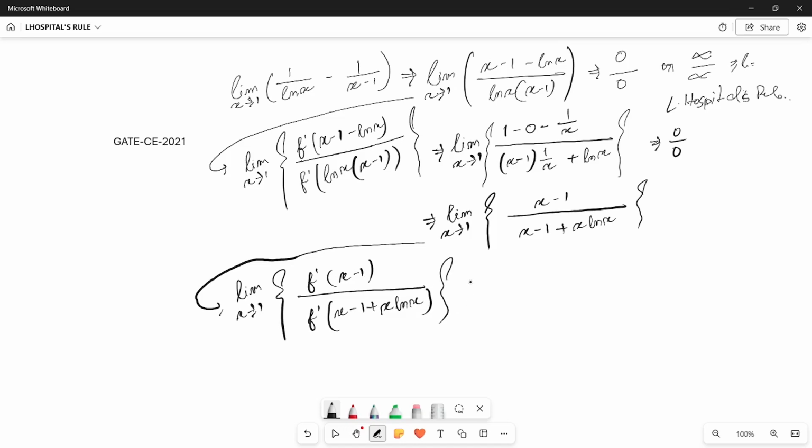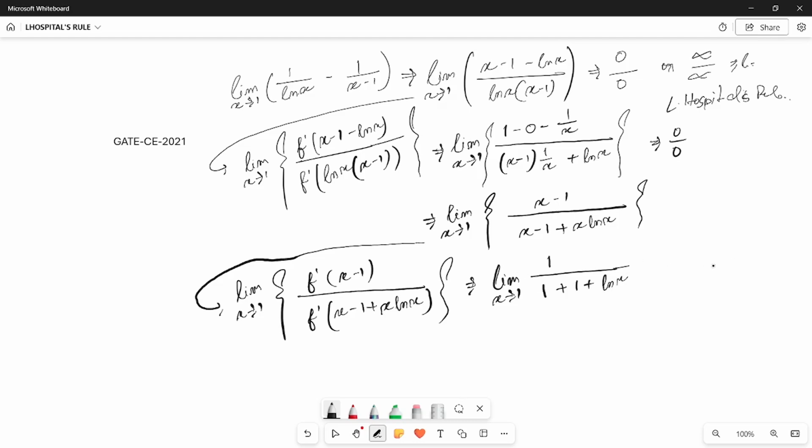Okay, now solve it. It will be like what? Limit x tends to 1, f dash of x minus 1 equals 1 minus 0, means f dash at 1 equals 0, and in the lower part, f dash of x minus 1 will be 0. Now this will be plus x ln x, x constant for ln x, that is x into 1 by x means 1, plus ln x into d/dx of x, that is 1, that is ln x.